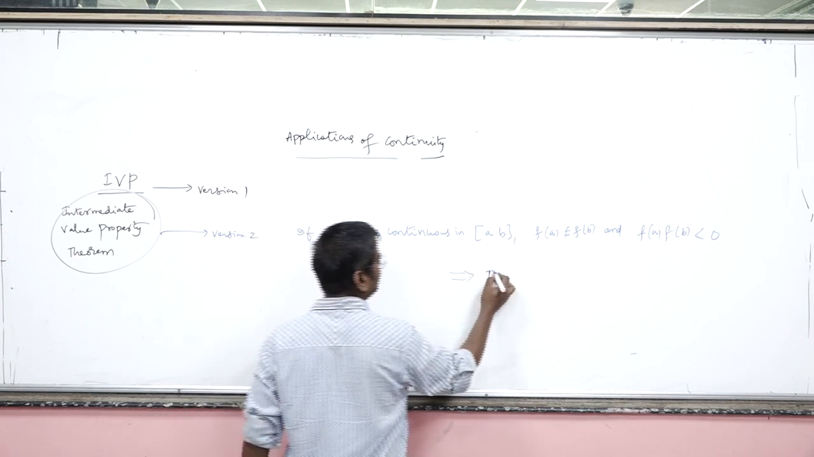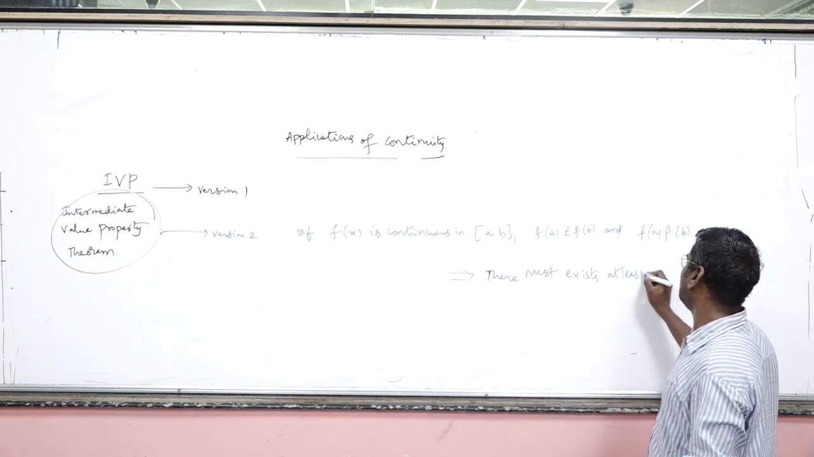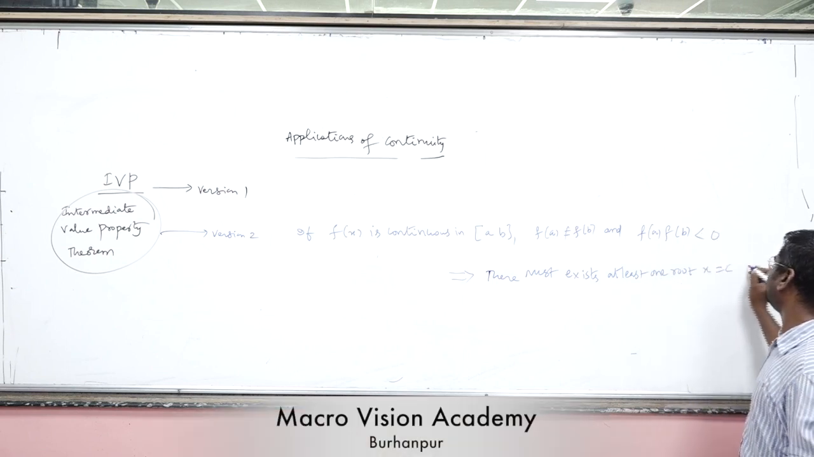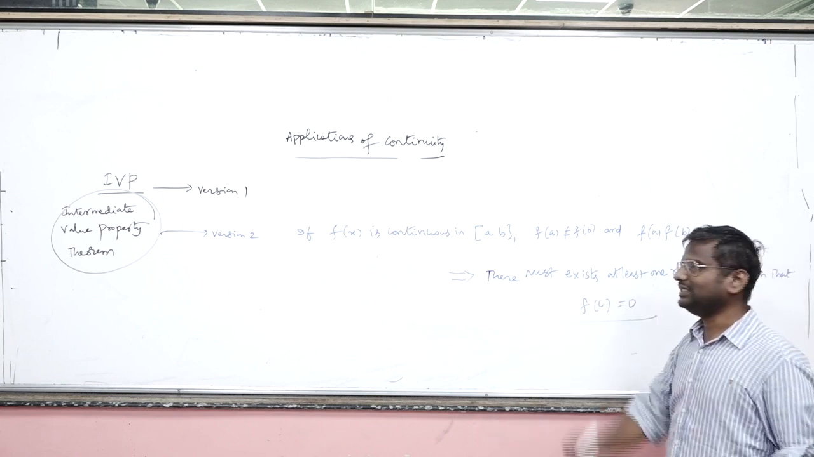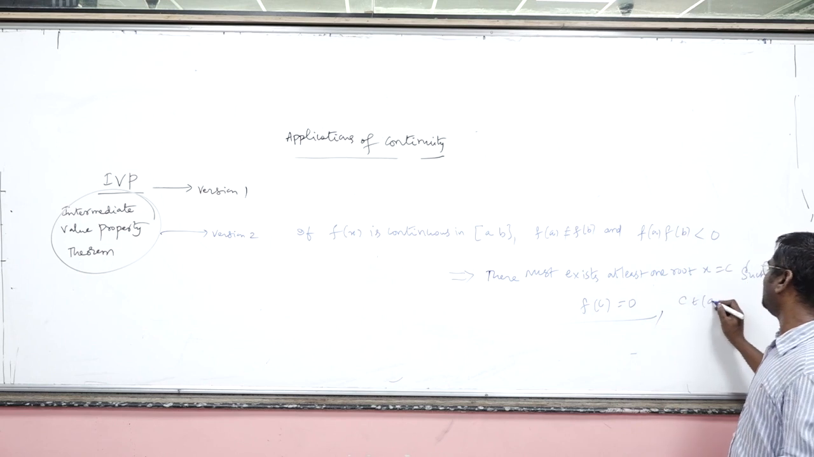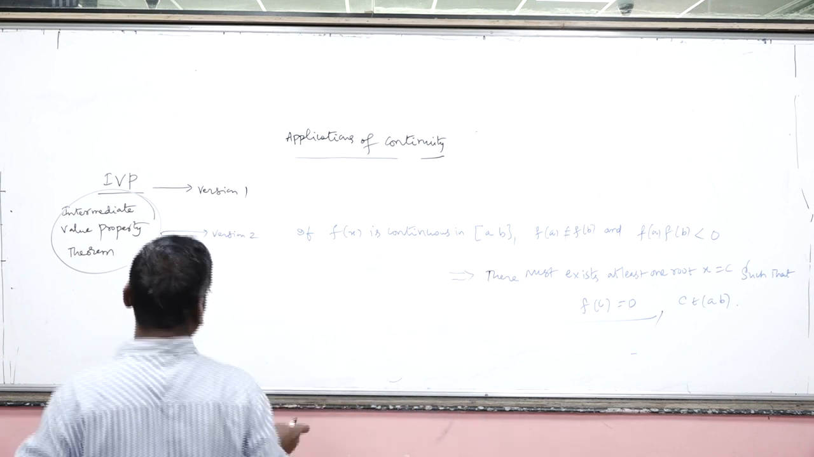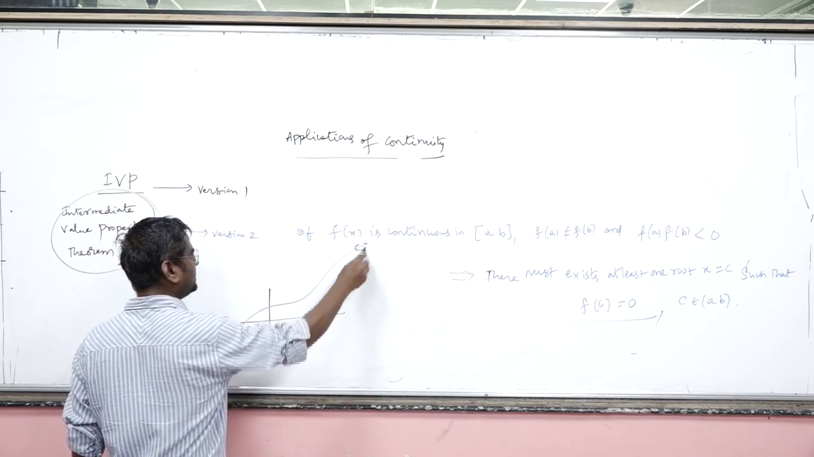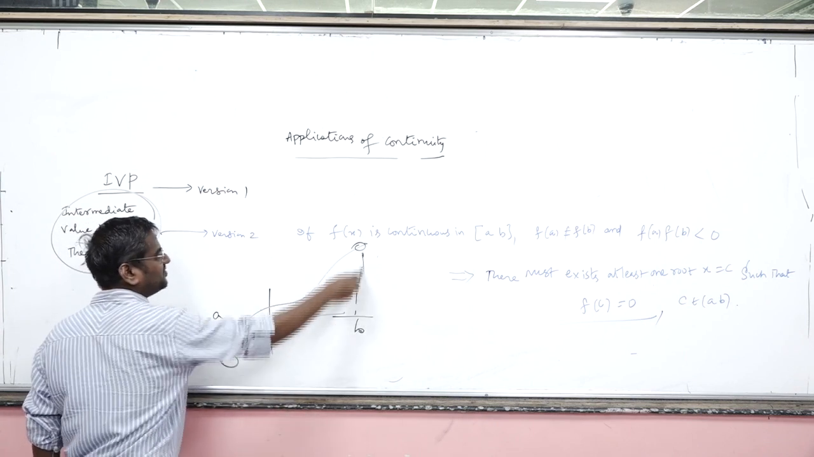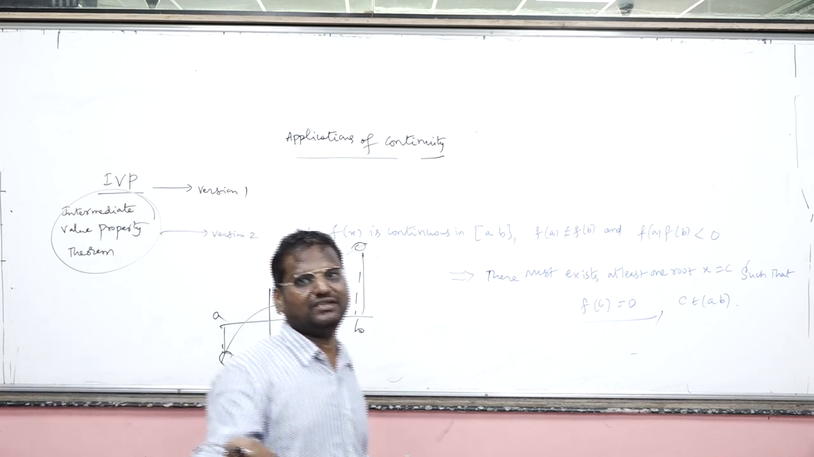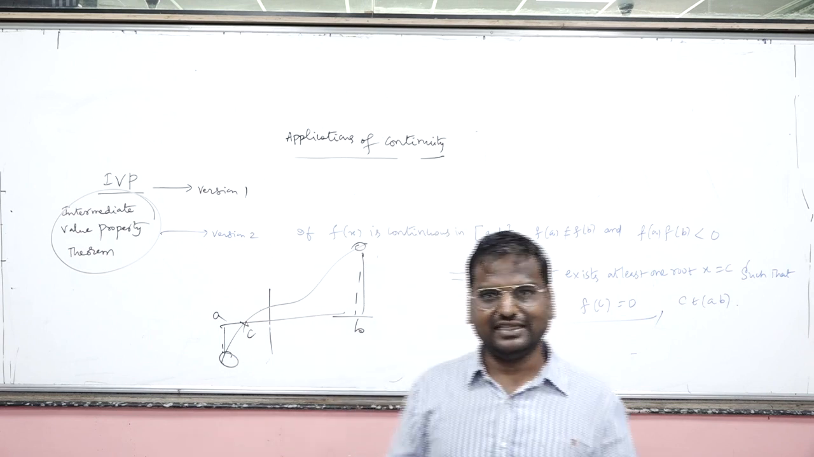That means there must exist at least one root x equal to c such that f of c equal to 0, and that c definitely belongs to A to B. So that is obvious. If you try to draw any continuous function such that it is changing sign between A and B, f of A negative, f of B positive, or f of A positive, f of B negative, definitely there must be an intermediate point C, at which the function must cut the x-axis.